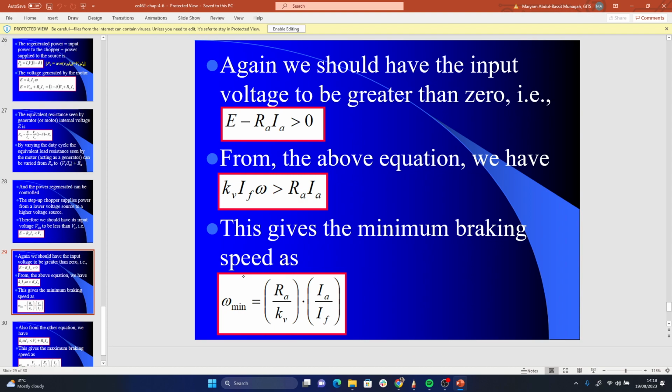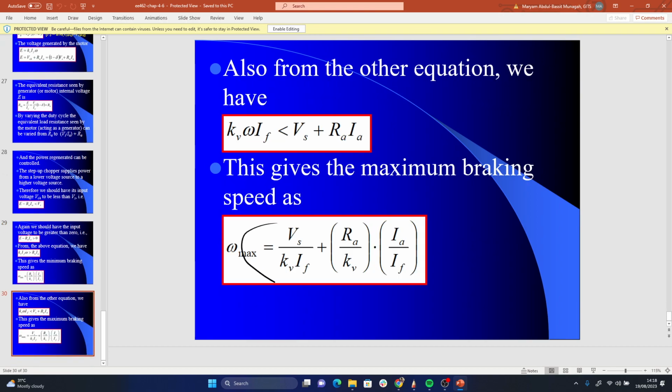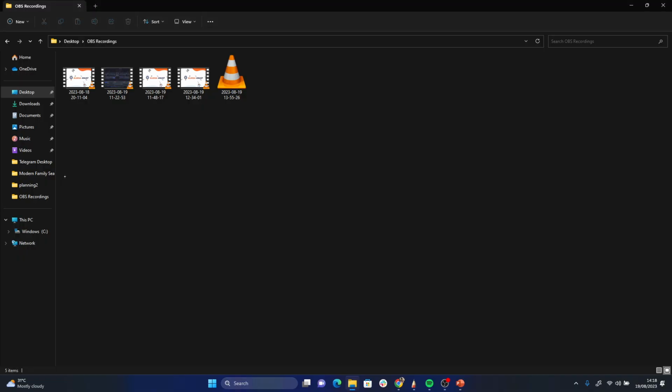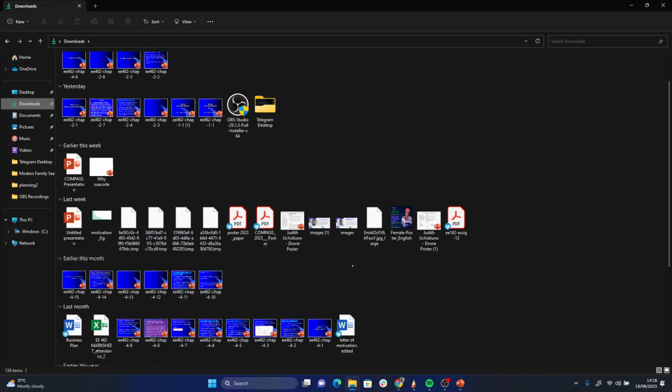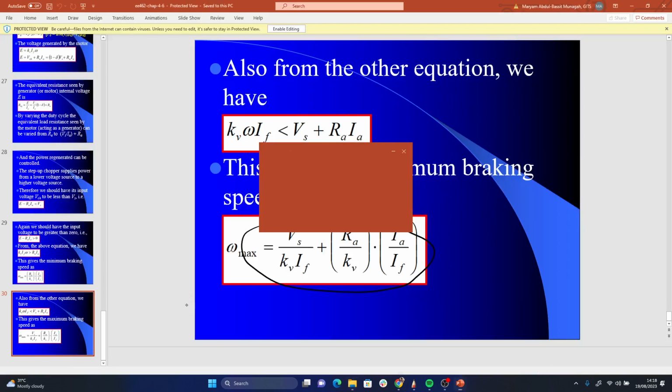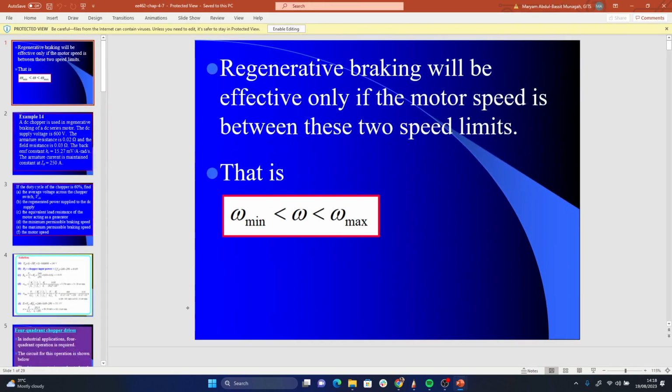Now the last background formula to know is this minimum speed formula here, and the maximum speed formula here. You have to know them. And once you know them, we can go ahead and answer the questions that come under this side. Yes, so the speed must stay between the limits of the maximum and minimum speed that we can achieve.